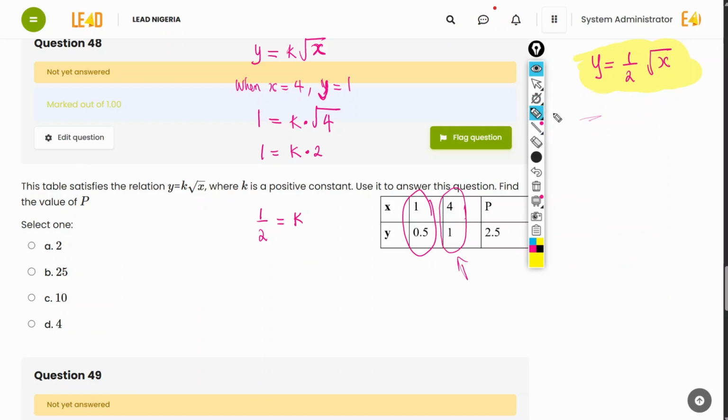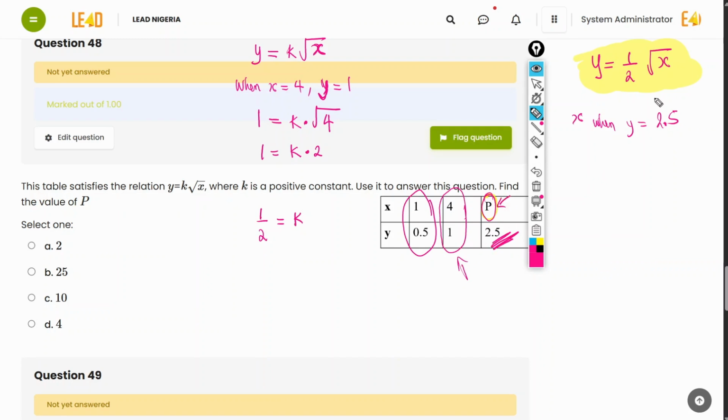Now with this relationship we can solve for anything else. So I usually insist that after you've solved for k, you set up the equation again, and hold that as a relationship between y and x. So for p, I'm simply being asked to solve for x when y is equal to 2.5.